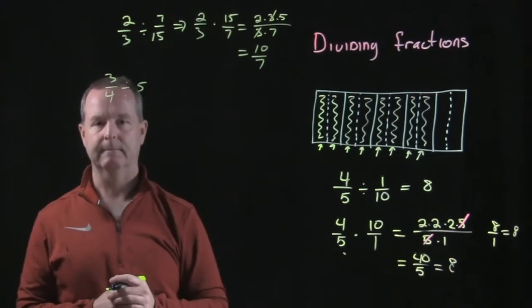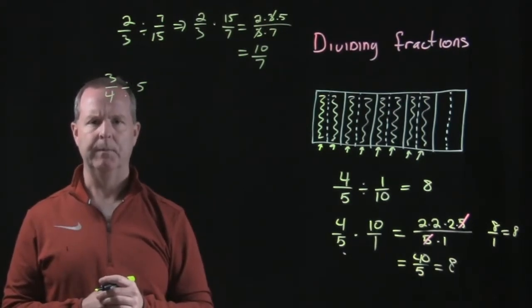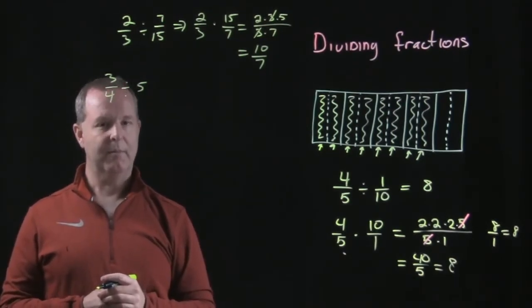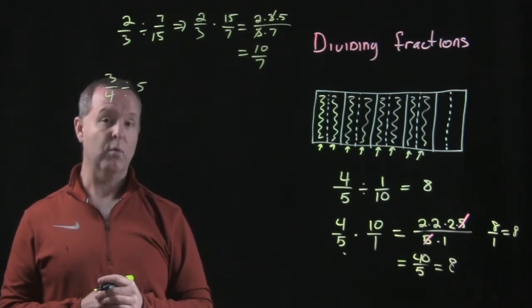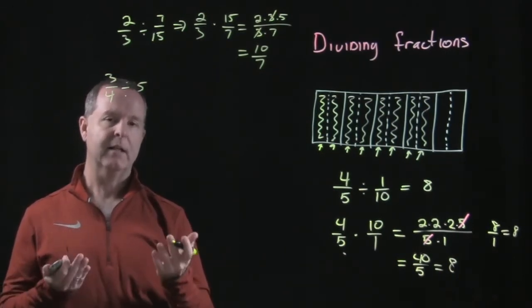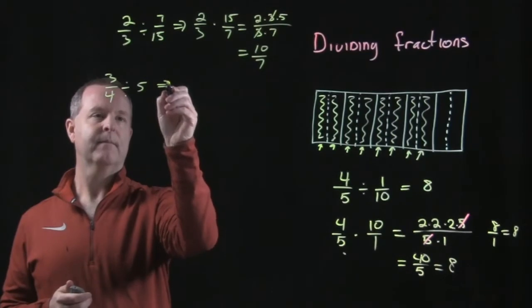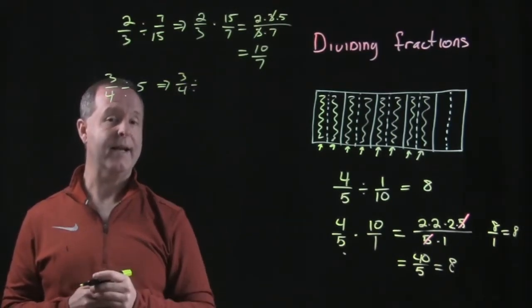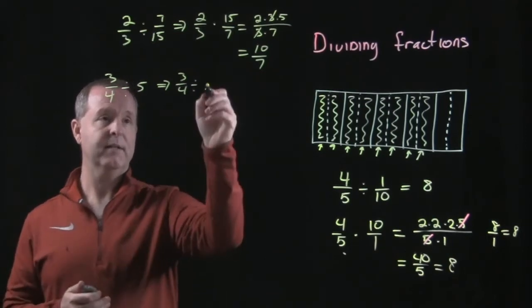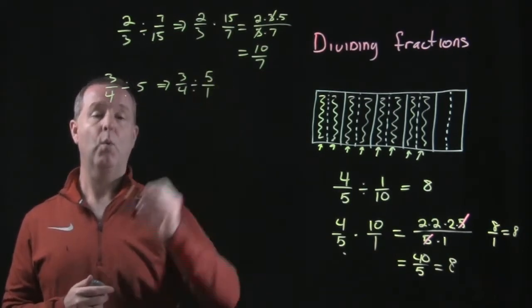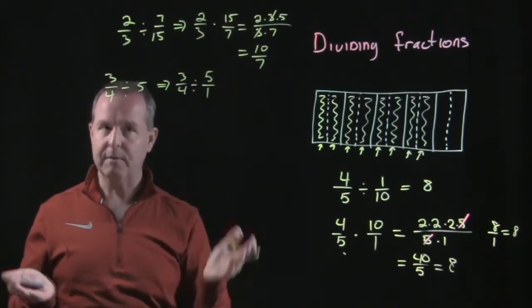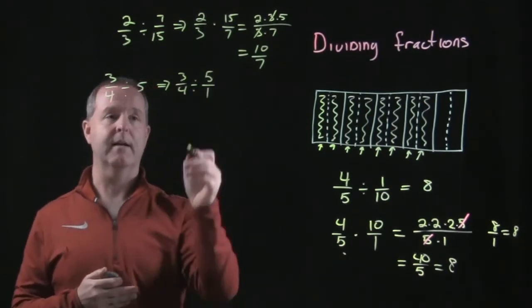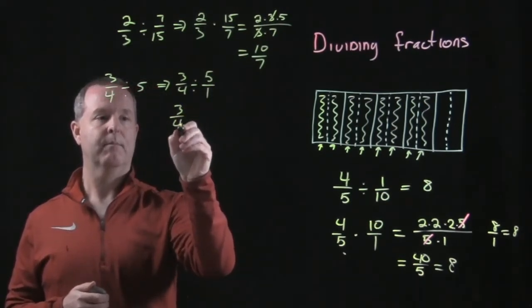Another example, 3/4 divided by 5. Uh-oh. There's one of those numbers again that doesn't have a top or a bottom. What do I do? Well, let's rewrite it as 3/4 divided by, remember how we write a number by itself as a fraction? It becomes a 5 over a 1. Now from there, we can go ahead and multiply by its reciprocal.